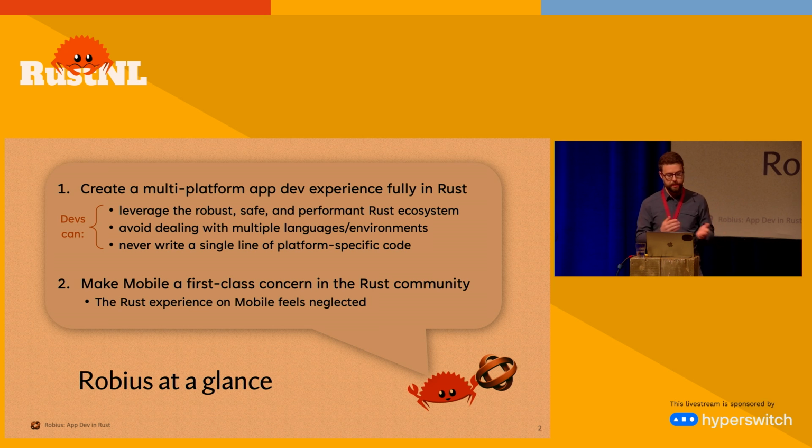in Rust such that developers can leverage all the great features of Rust that you know and love: robust ecosystem, safety, performance. The developers wouldn't have to deal with multiple languages or different environments, as is common with these bridged approaches, or you're bridging to Flutter or something like that. And ideally, they would never have to write a single line of platform-specific code, though they could if they wish to, but it wouldn't be required by default.